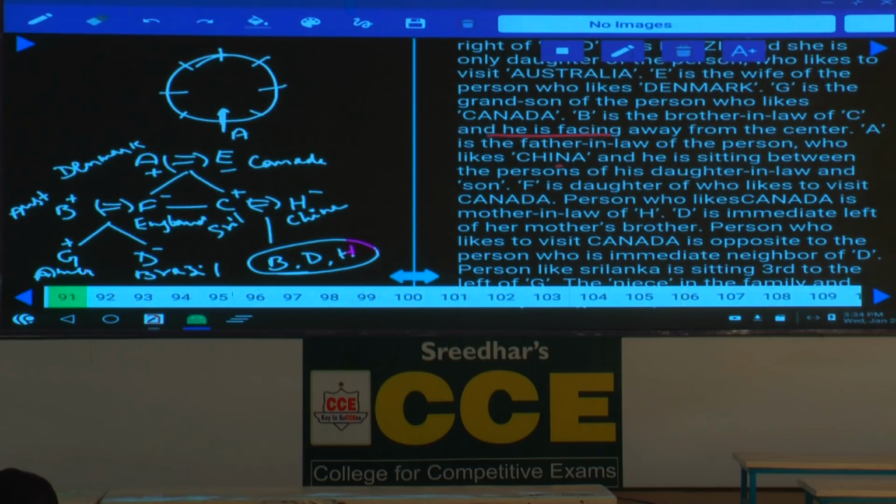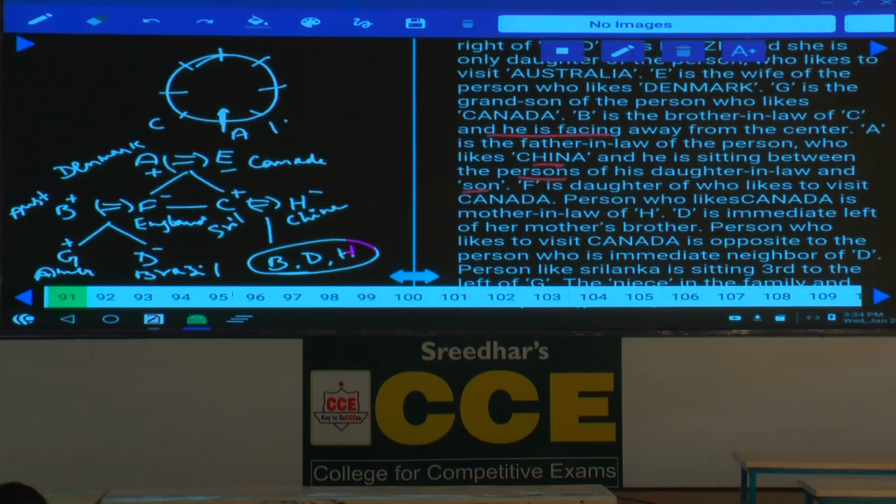Now, I am fixing A at this place. A is the father-in-law of the person who likes China and he is sitting between his daughter-in-law and son. Now, this A is in between daughter-in-law and son. Yes, who is the son here? C. And daughter-in-law is H. Now, this A is in between C and H in any order.